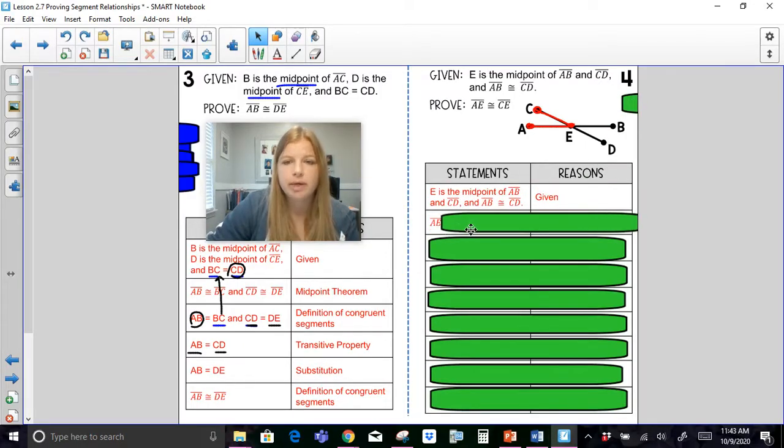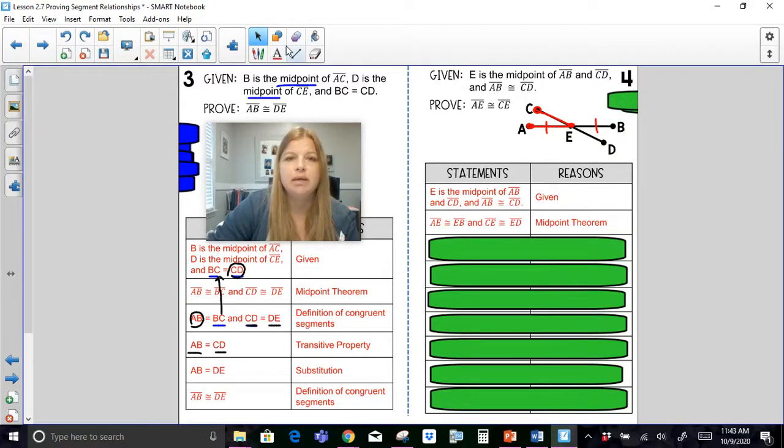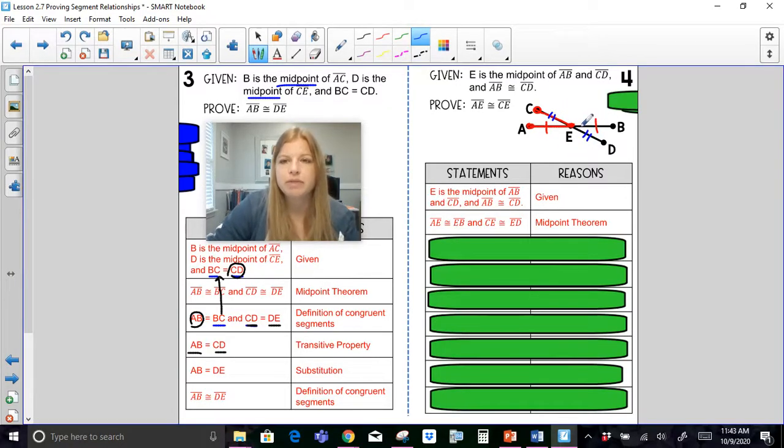Then we've seen this story plenty of times. If E is a midpoint, then we're able to say that AE is congruent to EB. And also, since it says E is the midpoint of segment CD as well, then we can say that CE is congruent to ED. So this is what we have so far. Because E is a midpoint, we can say this segment is congruent to this segment, and this segment is congruent to this segment.